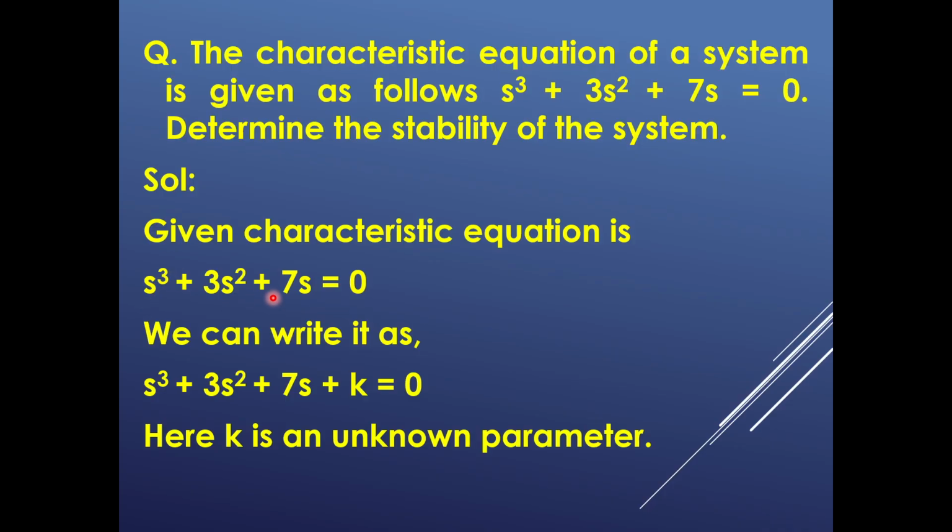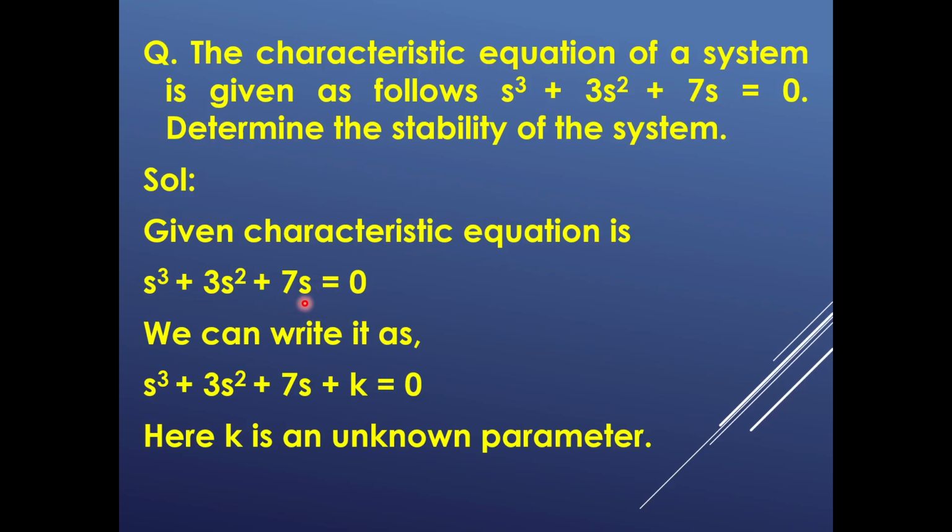So in order to apply the Routh Hurwitz criterion, we must check if there is any missing term. So here s cube is there, next s to the power of 2 is there, s power 1 is there, and s power 0 term. S power 0 means 1. So there should be a constant term here, which is missing.